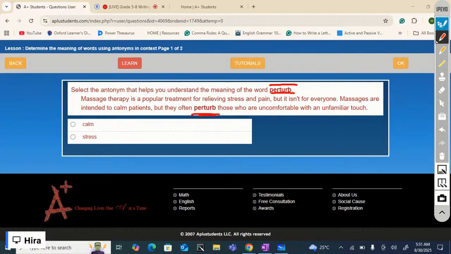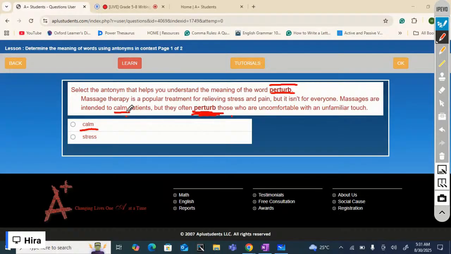Well, perturb is a verb. Look for the antonym, which is a verb. Perturb, we are looking for the antonym. Perturb those who are uncomfortable means disturb those. So you have to look for the antonym of perturb. It is calm. Massages are intended to calm patients, but these massages often perturb those who are uncomfortable with unfamiliar touch. So, calm has a different meaning from perturb.